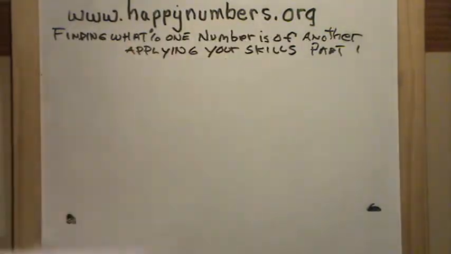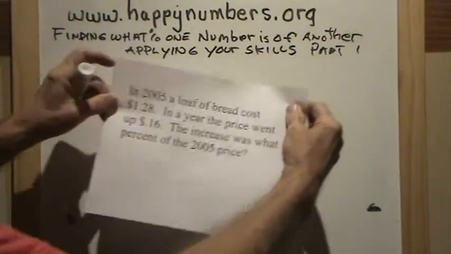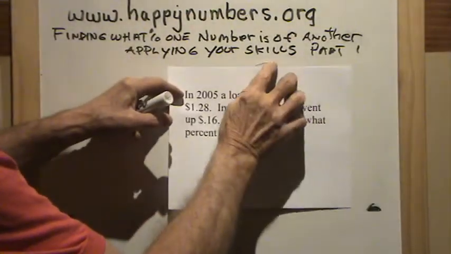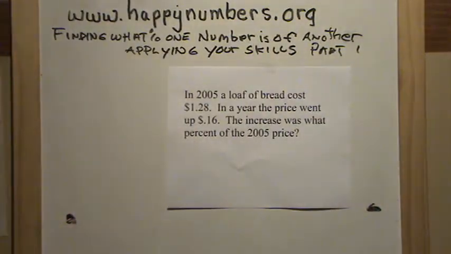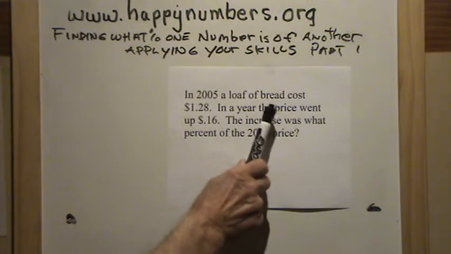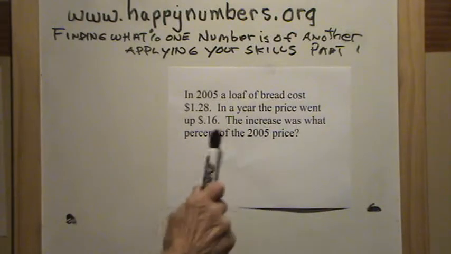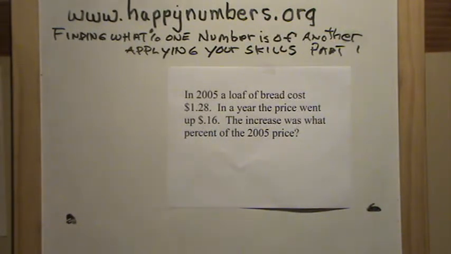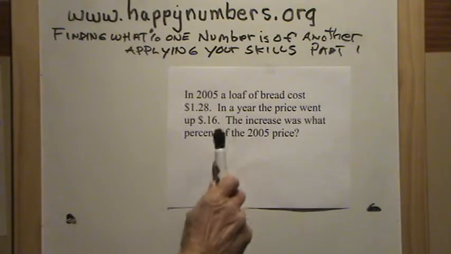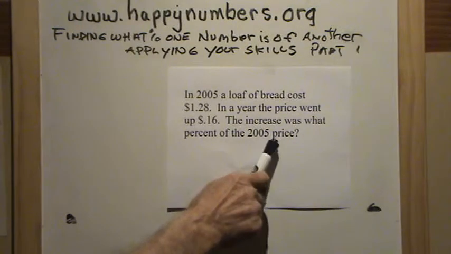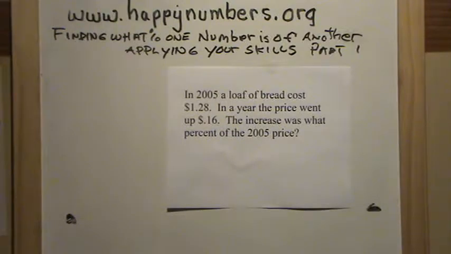Good. Let's put another problem up for you, and I'll let you work it, and then put the DVD back on. In 2005, a loaf of bread cost $1.28. In a year, the price went up 16 cents. The increase was what percent of the 2005 price? Go ahead and work that. Put the DVD on pause and work that, and then we'll take a look at it.